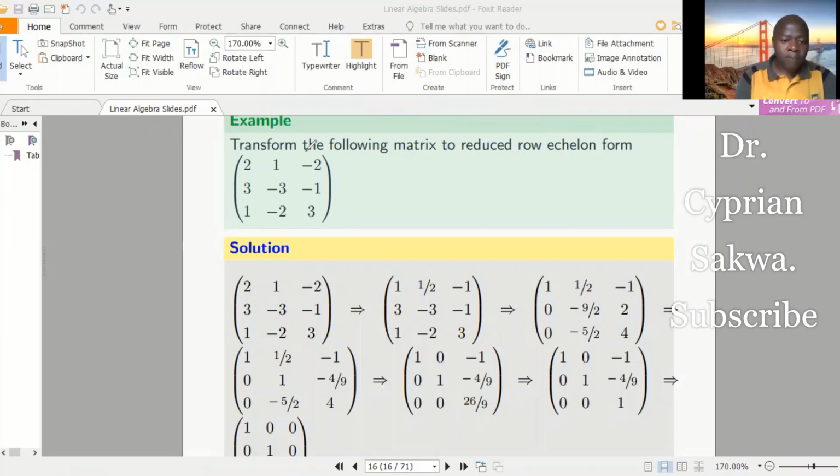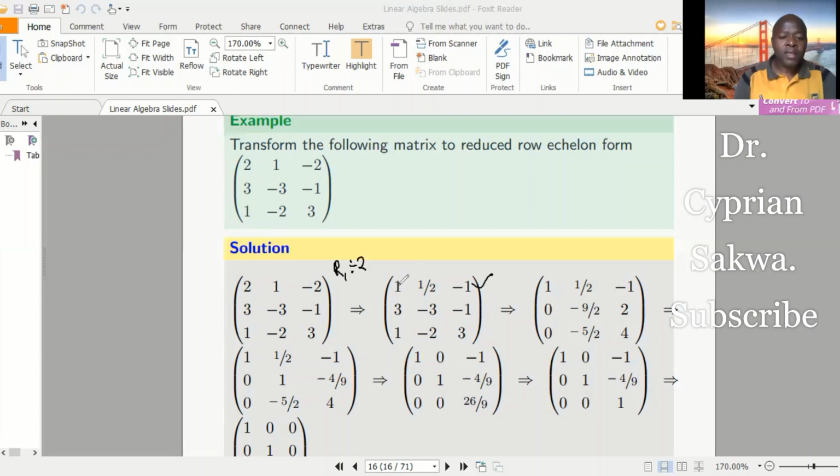Now, to do that, we look at this matrix and you can see that this first row is a non-zero row. The leading element here is 2, so we make it 1 by dividing row 1 by 2, because the leading element must be 1. When I do that, I get 1, a half, and negative 1. So I have achieved what I wanted: the leading element is 1.